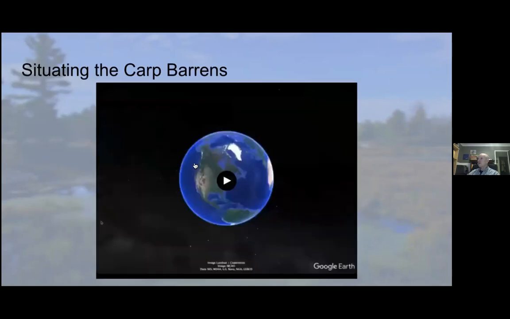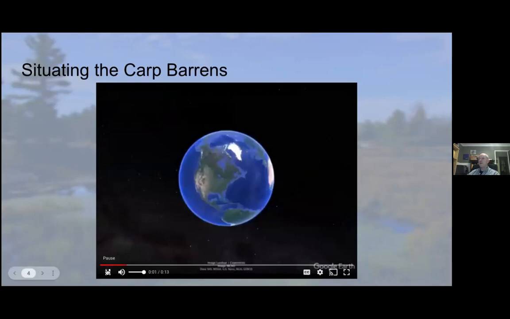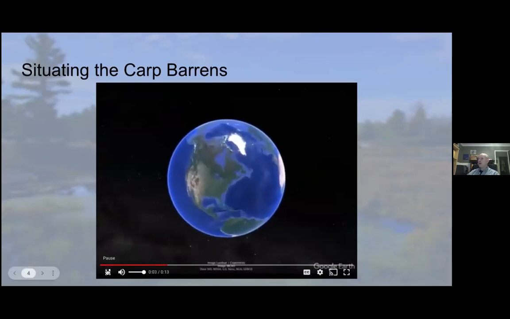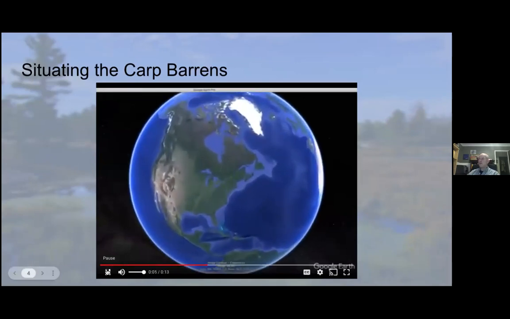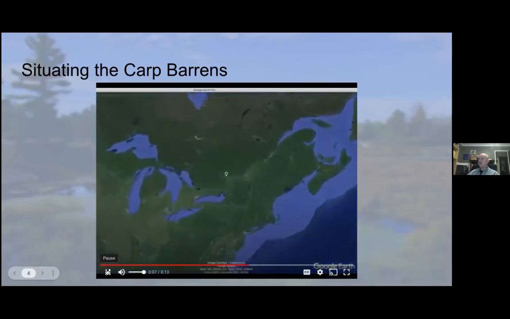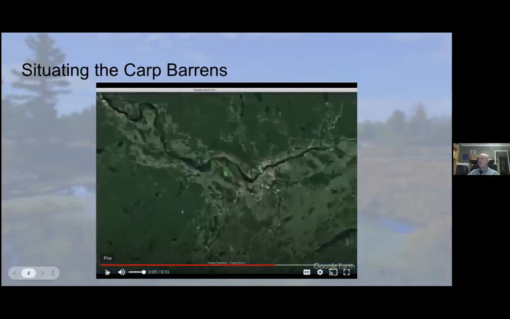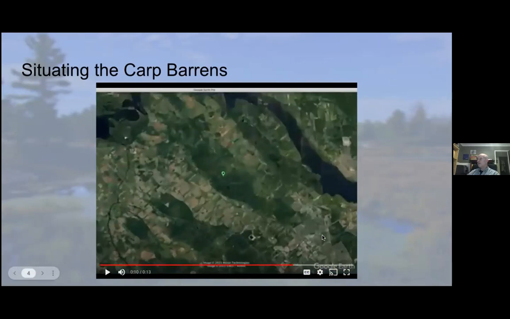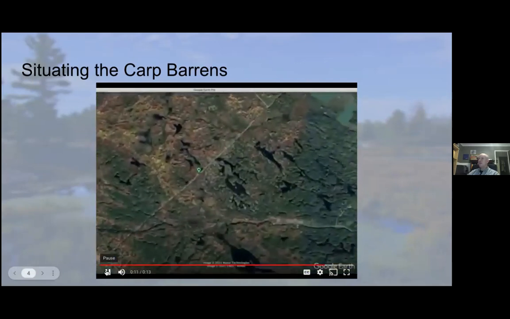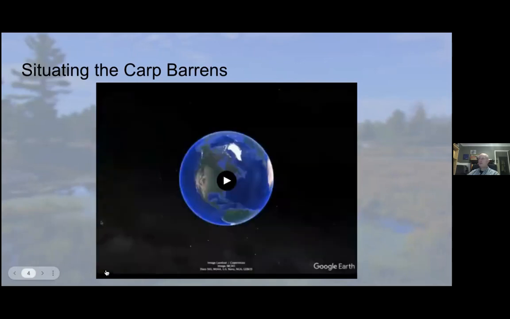So first, let's just get situated in the Barrens. If you're joining us from another remote location, just fly in here with the friends from Google Earth, and you'll see quickly that we've got Canada over here, we've got Carp here, and then the Ottawa River over here. And the Barrens right in the middle of all that dense urban and farming area.